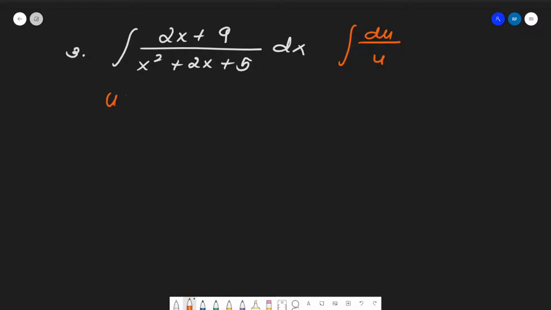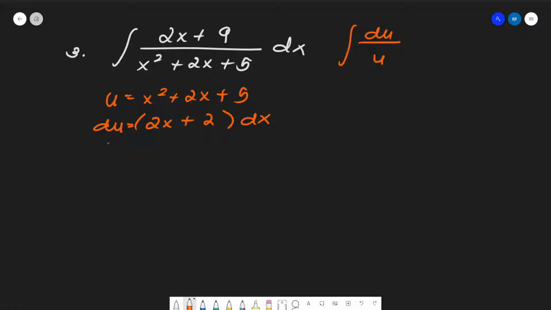Obviously, in the denominator, u is equal to x squared plus 2x plus 5. What is our du? That is 2x plus 2 dx. Is the du we got somewhat similar to the numerator? Yes, somewhat similar, except that 9 is the only second term, while in our differential we have 2. Now, we need to get 2 from the 9. So how will we do that? We will subtract 2, or subtract what we got here from the numerator.